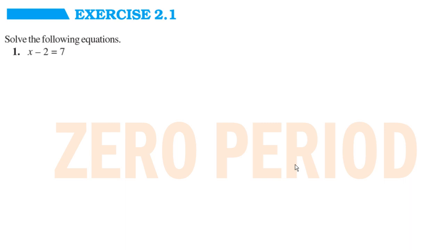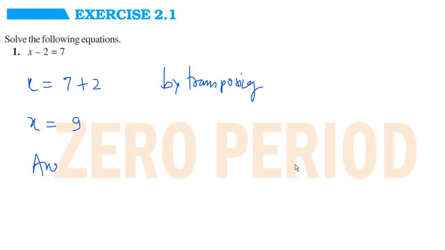The first question says, solve the following equation: x minus 2 is equal to 7. Here the only variable is x and two constants are there, 2 and 7. So we have to transpose that constant to one side. So 7 plus 2 should be there by transposing. Then x equal to 7 plus 2 is 9. So your answer is 9.